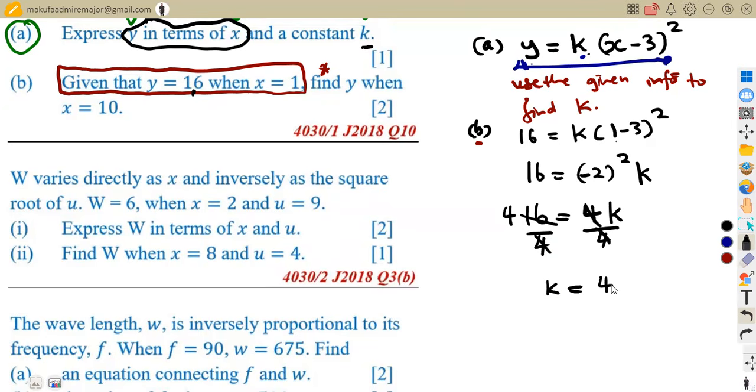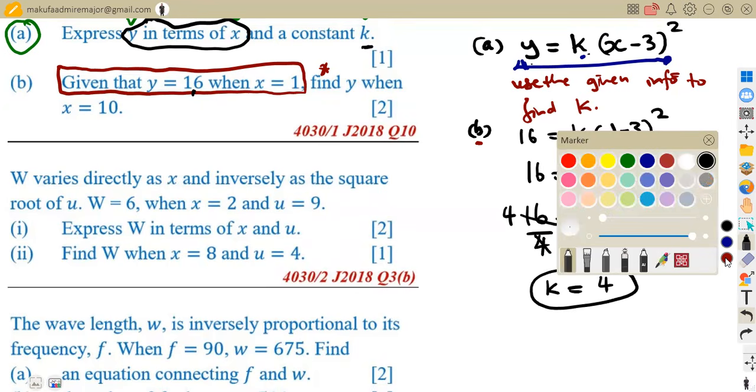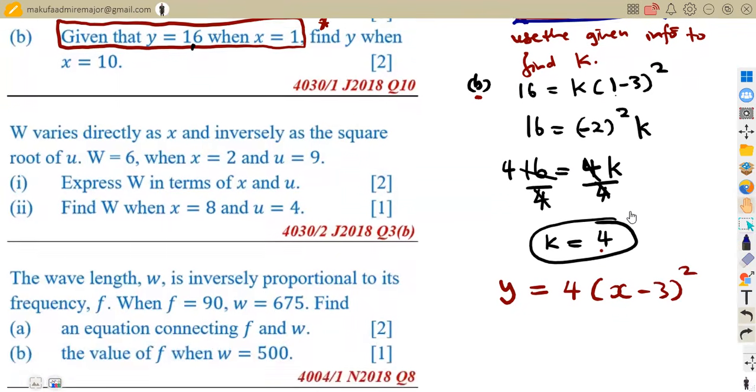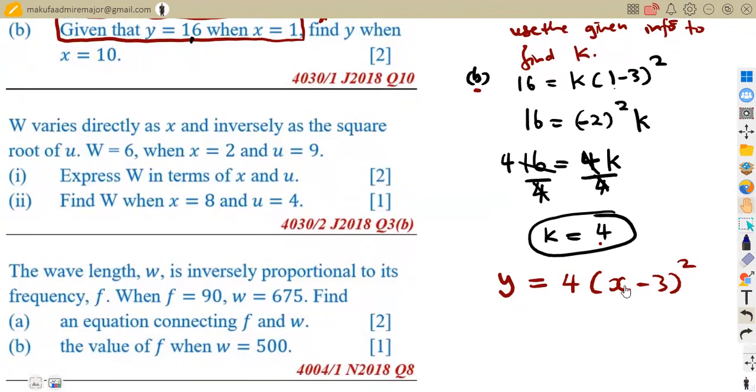Having the value of k is not enough. This is just a constant which connects our variables. So we rewrite the equation with the constant: y is equal to 4 into x minus 3 squared. So you now have a relationship which connects y and x. Not mentioning it does not mean you are not supposed to have the relationship. You can't find this without a relationship, so you have to find the relationship first.